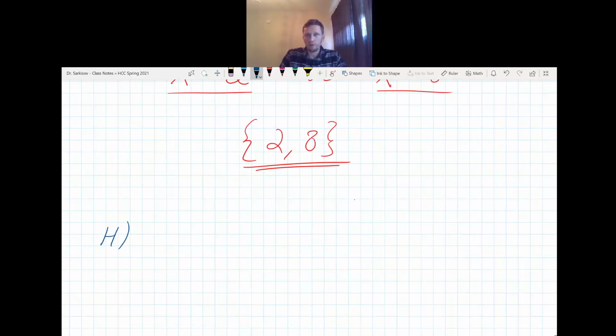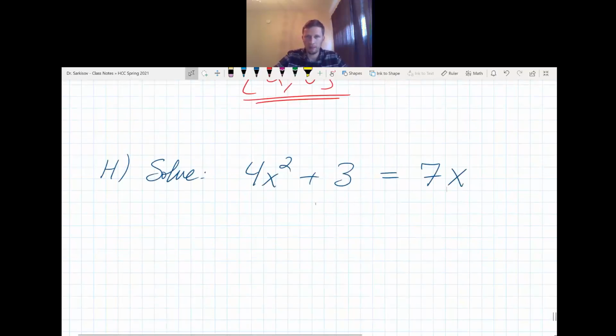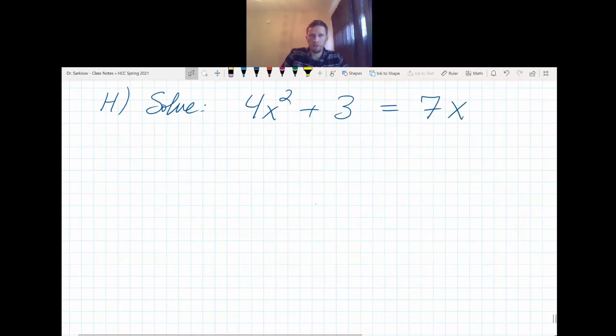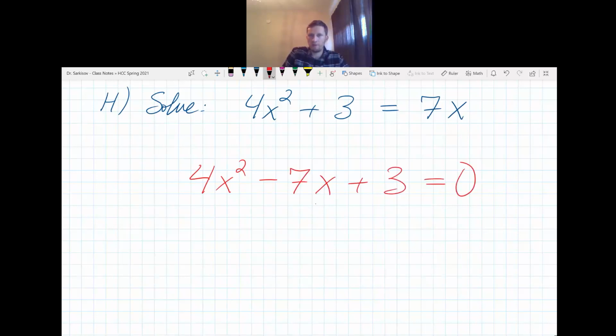But you know what's nice is that I'm going to just do the same problem sometimes over in different ways. So let me take the same one we've done: 4x squared plus 3 equals 7x. But I want to do this now with a different method. Remember I put it in standard form: 4x squared minus 7x plus 3 is equal to 0. Great, we have standard form.